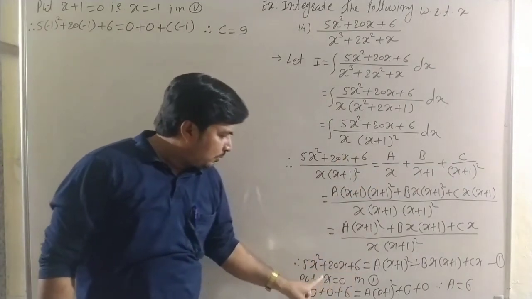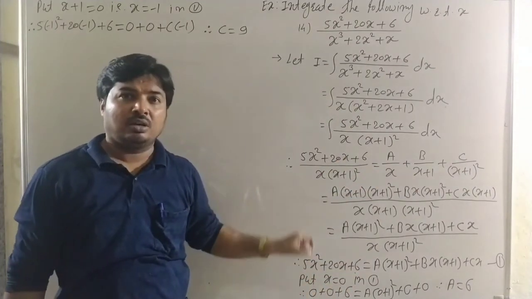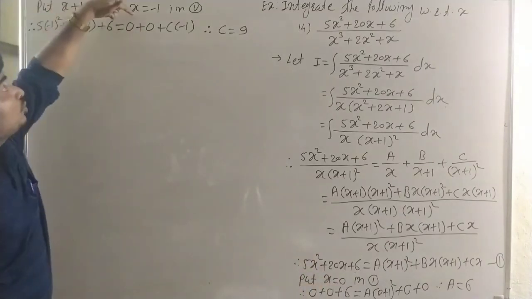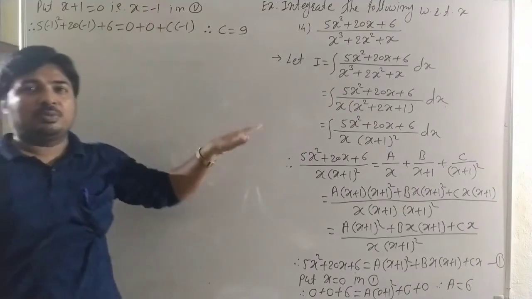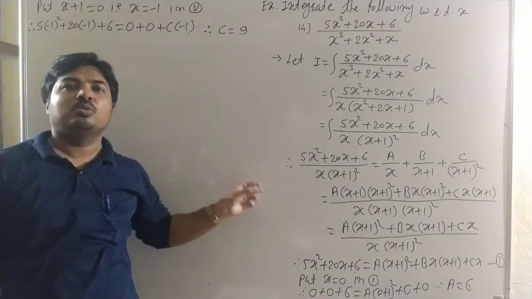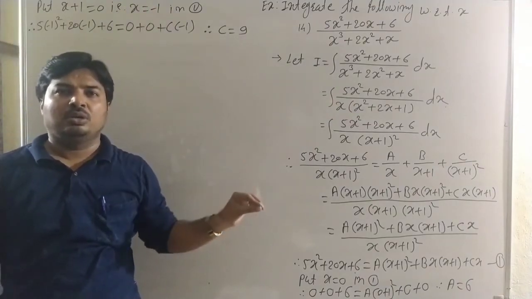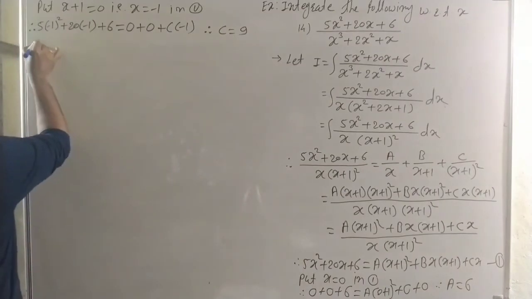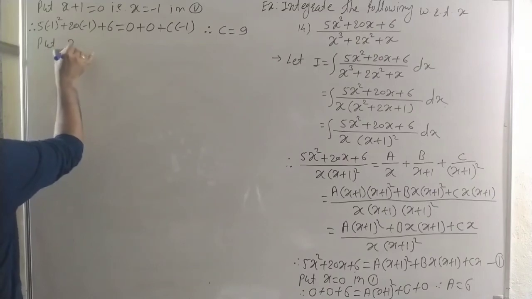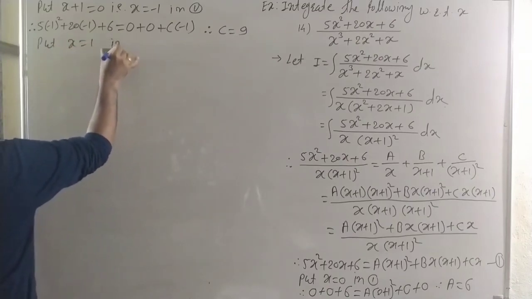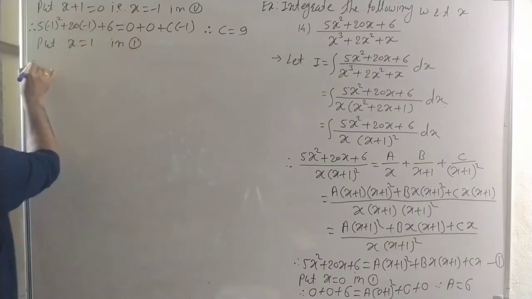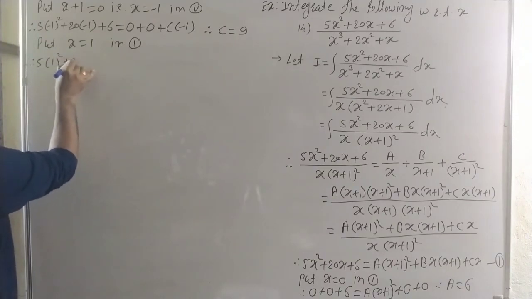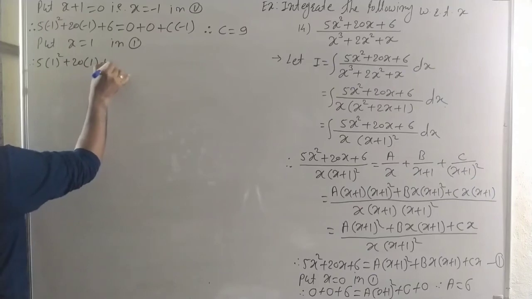So we put x equal to a real number other than x equal to 0 and x equal to minus 1. Now, except x equal to 0 and x equal to minus 1, we put x equal to 1 for easy calculation. Okay. Now, put x equal to 1 in equation number 1. Therefore, we get here again 5 into 1 squared plus 20 into 1 and plus 6.